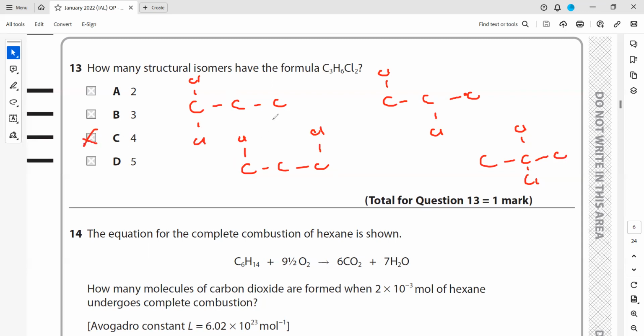Hydrogen I did not draw, I just changed the position of the chlorine, and we cannot make a branch, because branches start with 4 carbons, not with 3. So we cannot make a branch here.